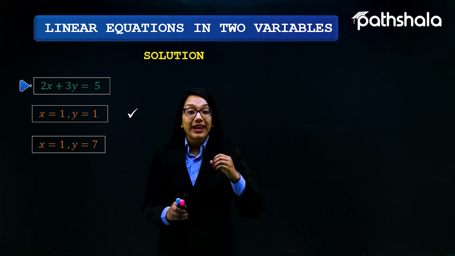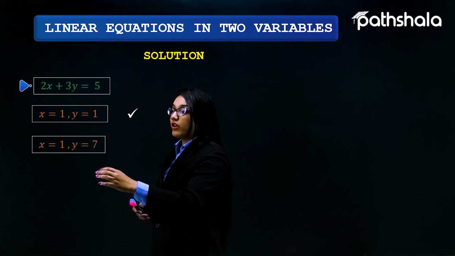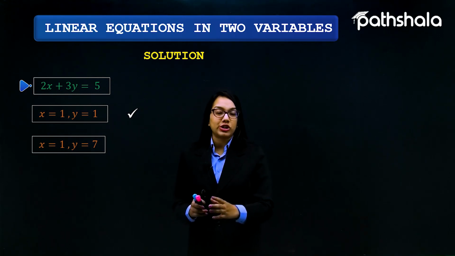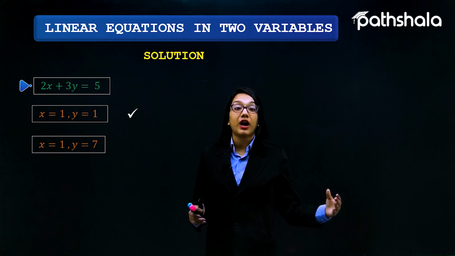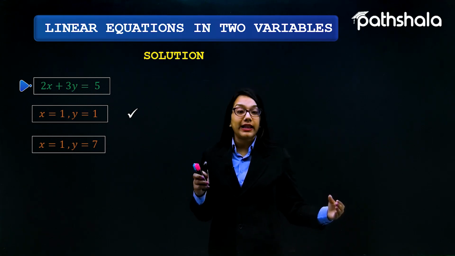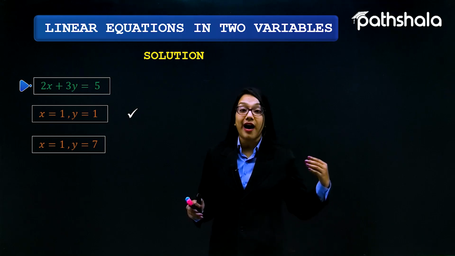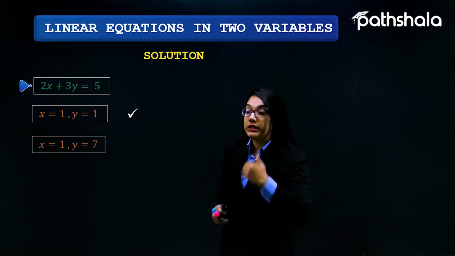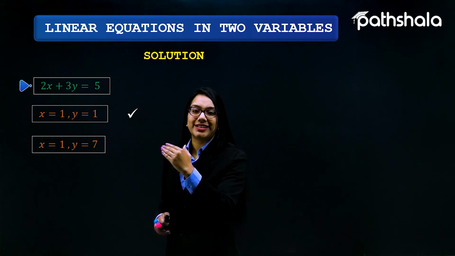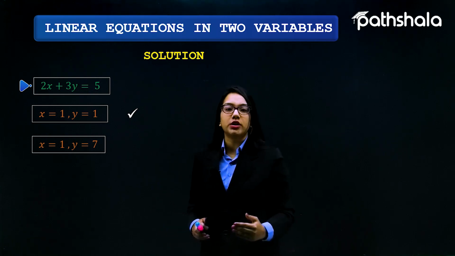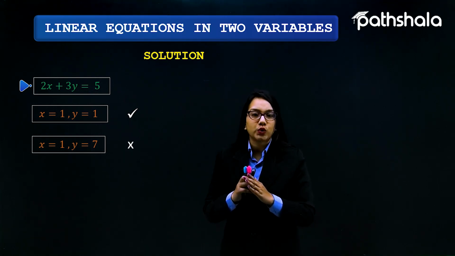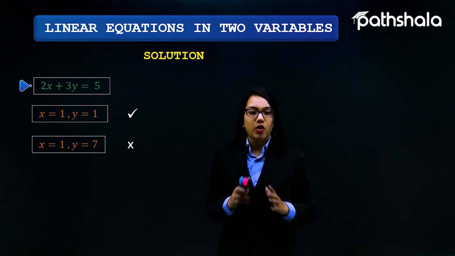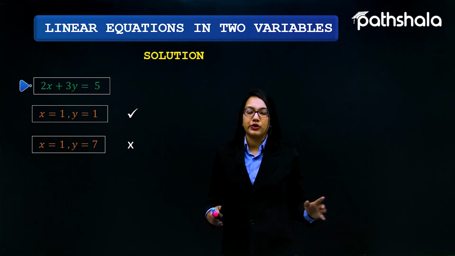So for this particular value of x and y, as we can see over here, the LHS of the equation is not coming out to be equal to the RHS. As we have seen, LHS is coming out to be 23, but the RHS is nothing but 5. So 23 is not equal to 5. It means that this point, x is equal to 1, y is equal to 7, is not a solution of this particular linear equation in two variables. So this is all about the solution of a linear equation in two variables.